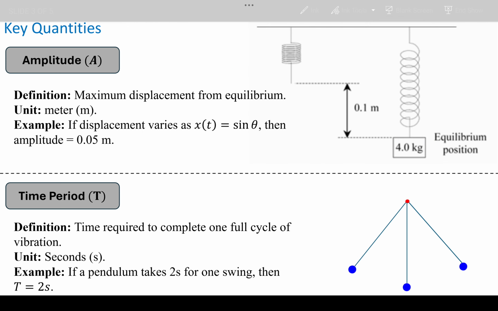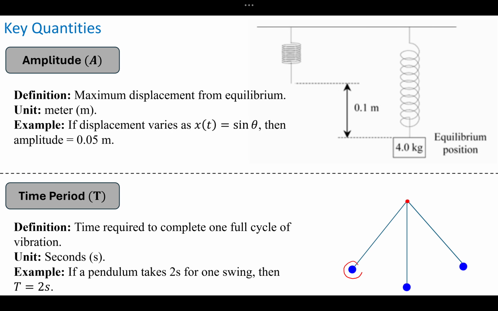Next quantity is the time period. Now time period is very simple. If you release the body, let's say I release this pendulum, it goes up to here and then it returns back to its original position. This is known as one complete cycle, after which it can repeat the same motion. Okay, the time required to complete one full cycle of vibration is known as the time period. Okay, so whatever the time it takes to complete this whole full cycle will be known as the time period. Its unit is second.